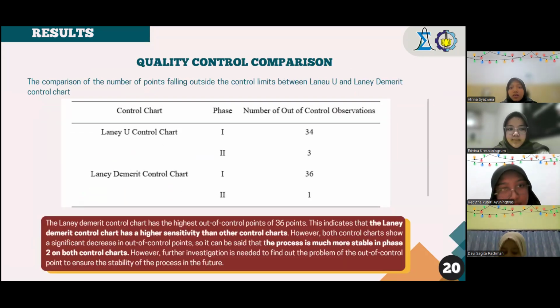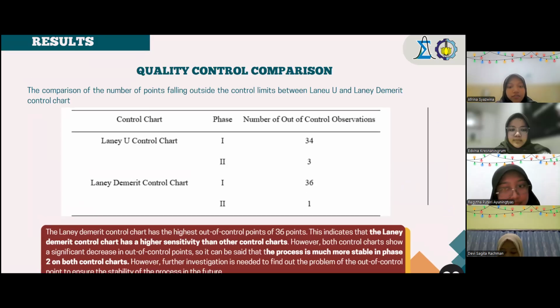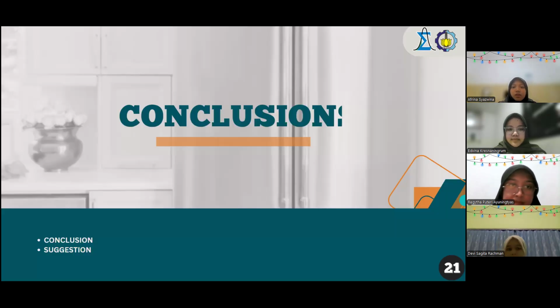The next step is a comparison of the two quality control charts, Laney U and Laney demerit. From the table below, we can see that the Laney demerit control chart has the highest out of control points, 36 points. This indicates that the Laney demerit control chart has a higher sensitivity than the other control chart. However, both control charts show a significant decrease in out of control points, so it can be said that the process is much more stable in phase 2 on both control charts. However, further investigation is needed to find out the problem of the out of control points to ensure the stability of the process in the future.